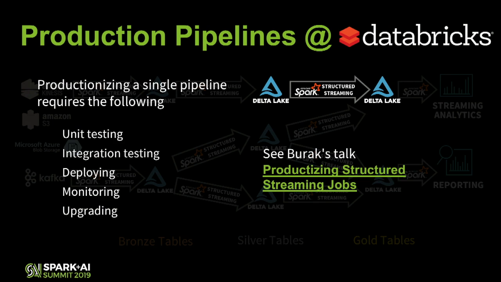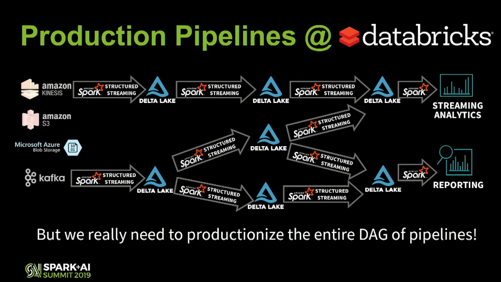Now, productionizing just one of these pipelines requires a lot of unit testing, integration testing, deploying, monitoring, upgrading, et cetera, et cetera. And you should actually look at Burak's talk, which he gave yesterday, about productionizing Structured Streaming jobs. It's a great talk, going through the entire process. But we realized that that is not enough, because you don't care about just one pipeline here. You care about the end result, the streaming analysis and reporting, and you care about the entire DAG of pipelines here: given the input, is my final output correct or not? So we need to productionize the whole thing.